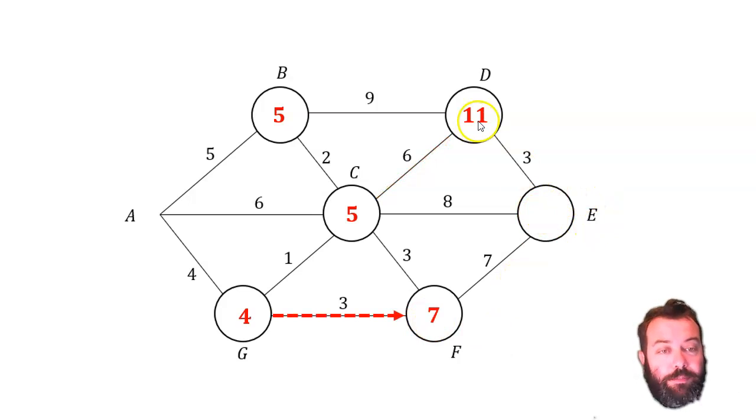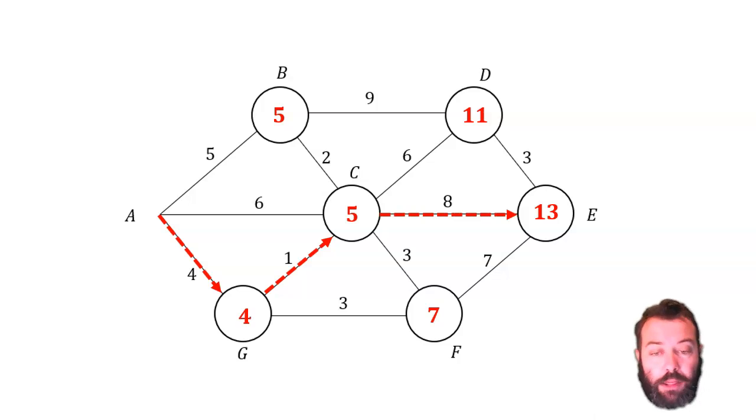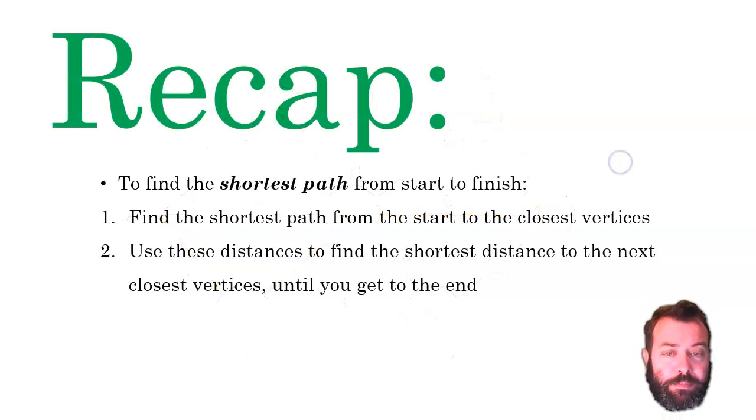Now finally to E, 11 and 3 is 14, 5 and 8 is 13, 7 and 7 is 14, so via C is our shortest path. So A to G, then G to C, C to E. Our shortest path is AGCE, and it's 13 units long. Righto, that's it for the shortest path.